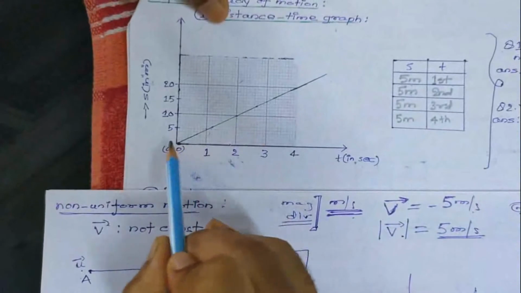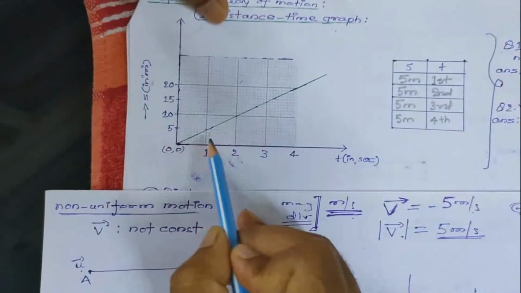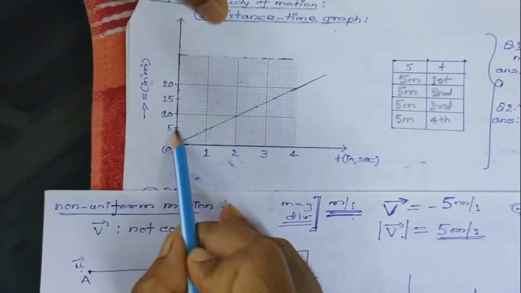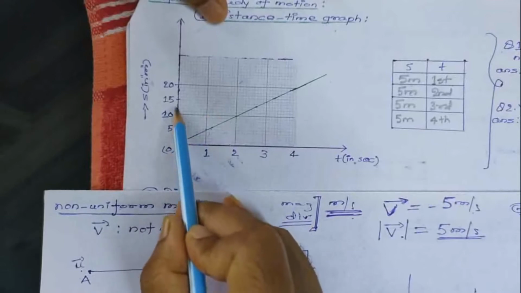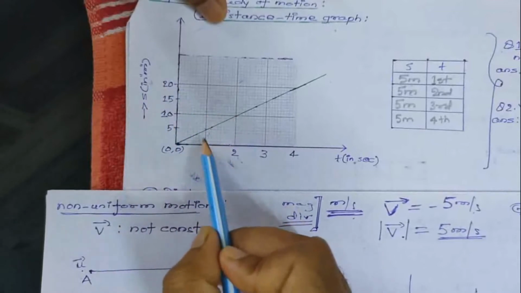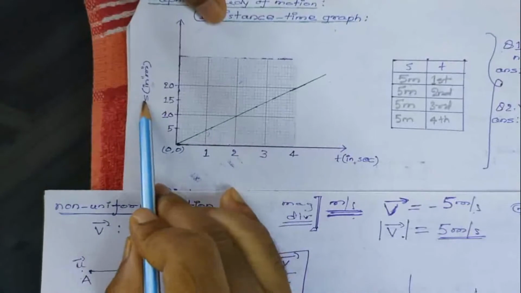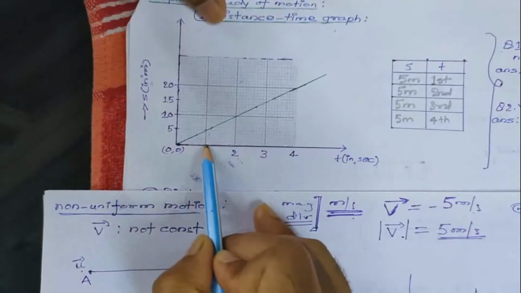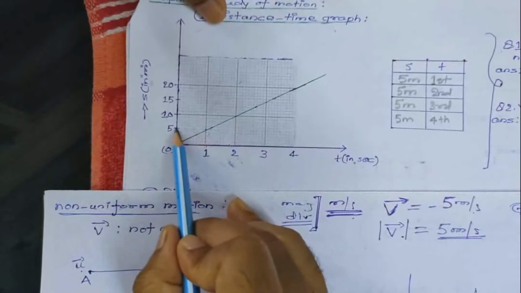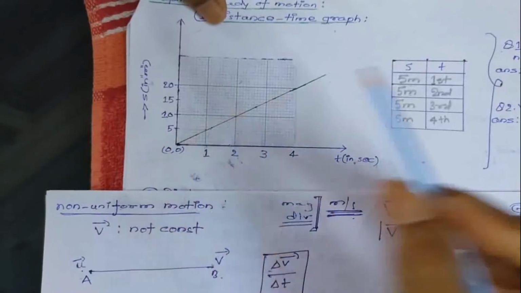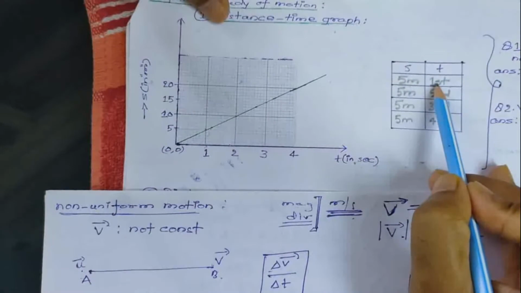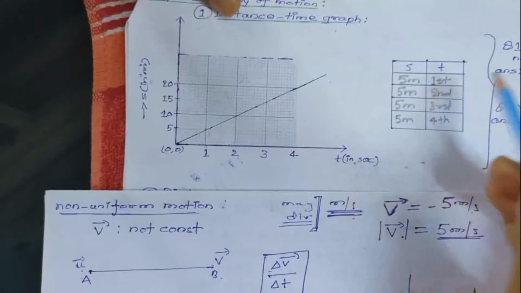This is how we study a graph. Here this is 5, this is 10, this is 15, this is 20. What is the value of s corresponding to t equal to 1, that is, t equal to 1 second? It comes out to be 5 meter. This is what I've written: 5 meter for the first second.